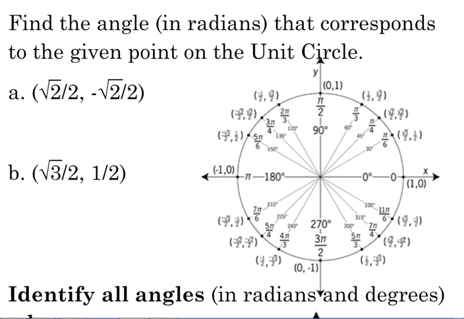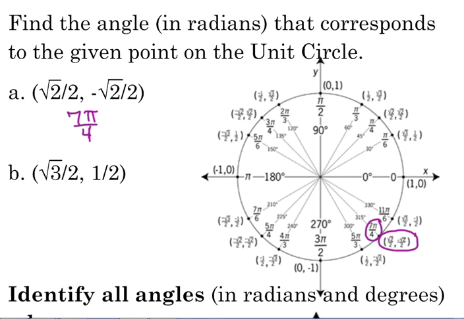Find the angle in radians that corresponds to the given point on the unit circle. So positive square root 2 over 2, negative square root 2 over 2. So we got a positive x and a negative y. That is here in the fourth quadrant. There's that coordinate. Its angle in radians is 7 pi over 4. That is all that question is asking you to do. Find the coordinate, give me the angle.